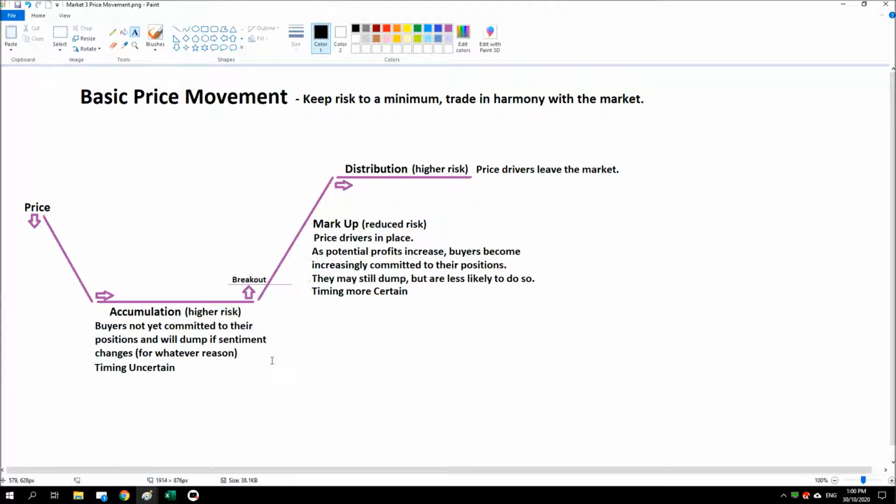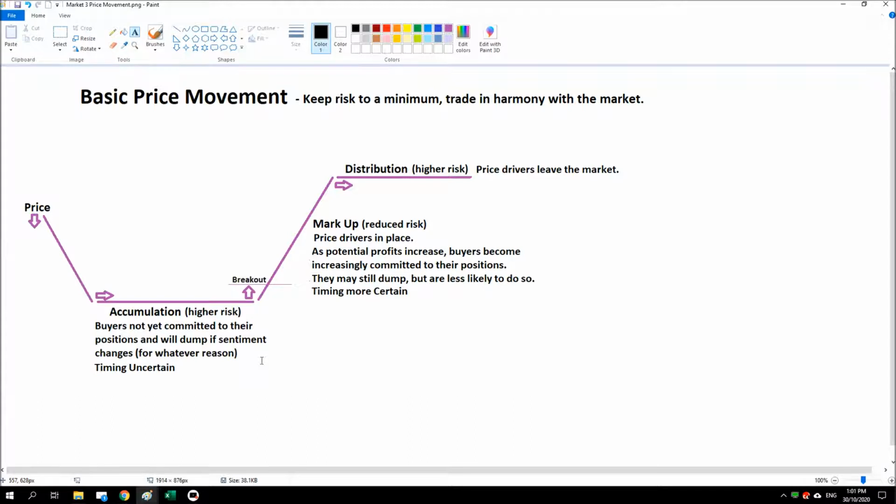So if you're accumulating, or you're buying your stock along with the accumulators, there's no guarantee that price will rise. There's a reasonable chance, but you have to remember that those who are accumulating, the larger players, are not yet committed to those positions. And there's a certain amount of timing risk associated with buying during an accumulation period as well. You don't know how long that accumulation period will go for.